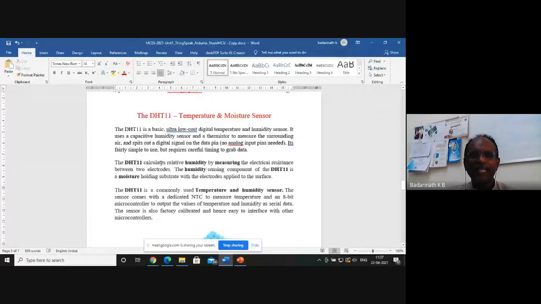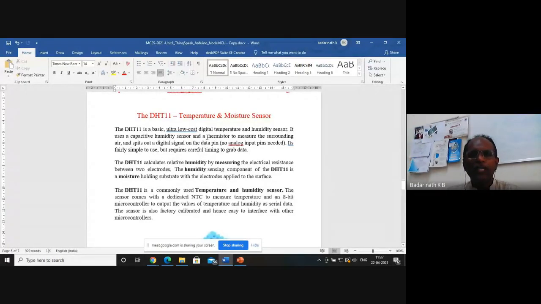That means the sensor calculates the relative humidity by measuring the electrical resistance between the two electrodes which have been placed inside. The humidity sensing component is a moisture-holding substrate with the electrodes applied to the surface. So inside there is a capacitive humidity sensor with two electrodes and a substrate. The substrate is capable of identifying the surrounding humidity and giving me the humidity data in digital format. That is how it measures.